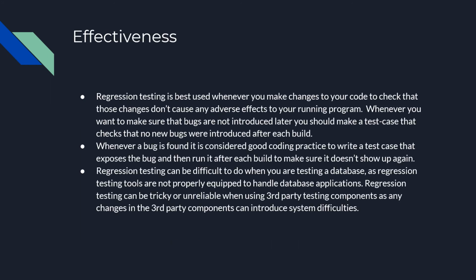Regression testing is best used whenever you make changes to your code, to check that those changes don't cause any adverse effects to your running program. Whenever you want to make sure that bugs are not introduced later, you should make a test case that checks that no new bugs were introduced after each build. Whenever a bug is found, it is considered good coding practice to write a test case that exposes the bug and then run it after each build to make sure it doesn't show up again.